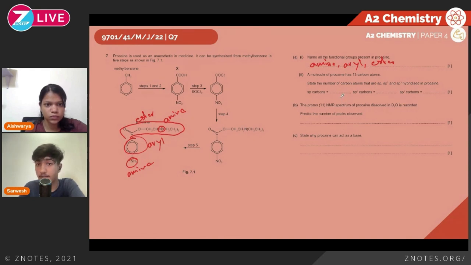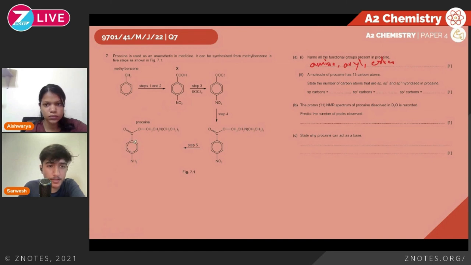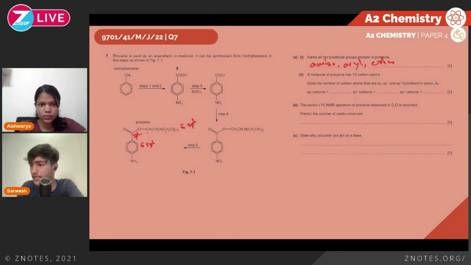A molecule of procaine has 13 carbon atoms. State the number of carbon atoms that are sp, sp2, and sp3 hybridized in procaine. Okay, so let me rub this off. So over here in benzene, you've got 6 sp2 carbon atoms. And this carbon over here is bonded to 3 groups, so this is also another sp2. So 6 sp3, 6 plus 1, 7 sp2, 0 sp.